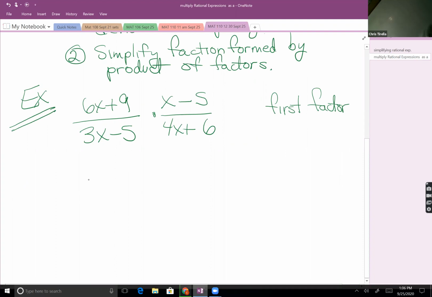First numerator, 6x plus 9. Does everybody see there's a common factor of 3, leaving me with 2x plus 3? Then I have to apologize. This 5 should be a 15 in this first denominator. I'm so sorry.